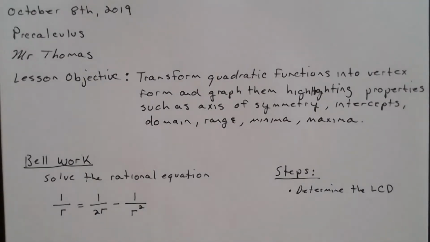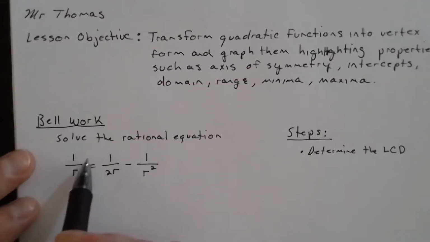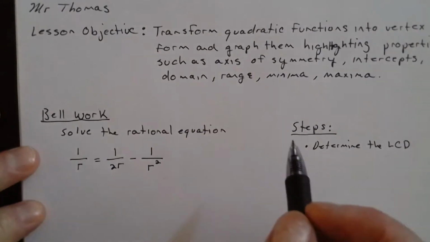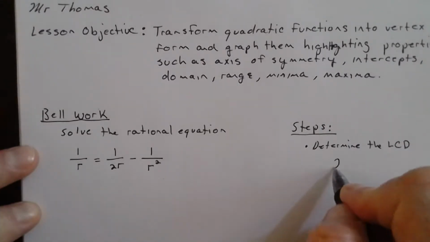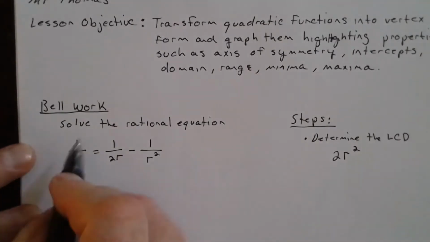Okay, so before we get to today's lesson, let's solve the bell work together. So what was the LCD, or what is the LCD? It's 2r squared. So determine the LCD. It's 2r squared.